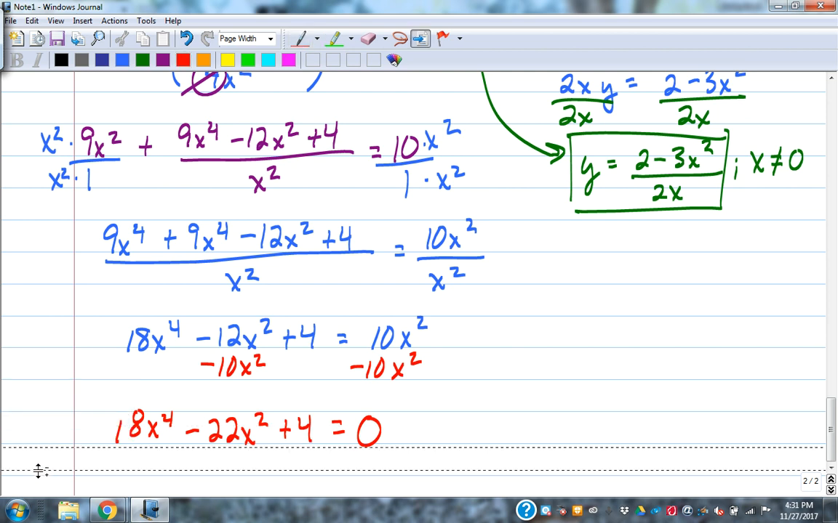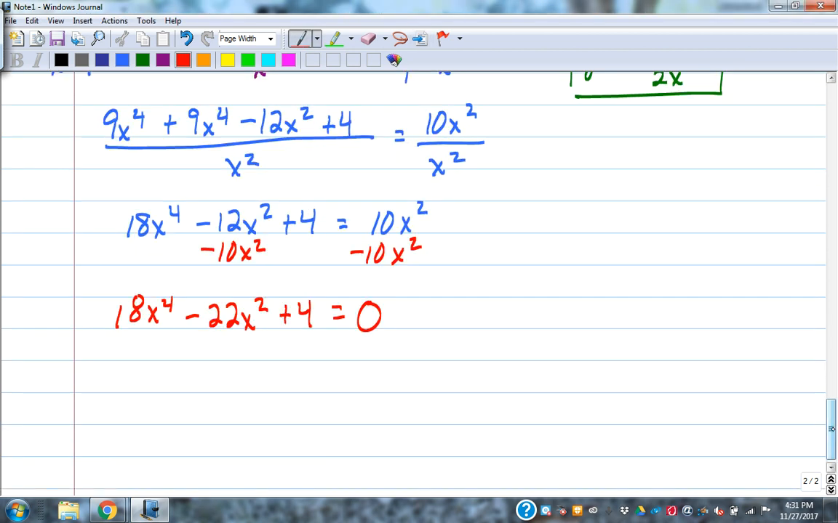Could I make that a little easier on myself? Make the numbers smaller. 18, 22, and 4, all divisible by 2. So I'm just going to divide everybody by 2. That's 9x to the 4th minus 11x squared plus 2 equals 0. Okay. Now, I've got a trinomial, 3 terms. It's not quadratic. It's an x to the 4th power. So I've got a polynomial that I could work on solving. A couple of different ways to do that.